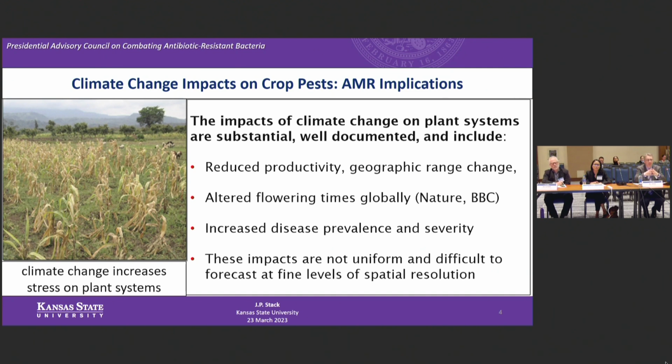Altered flowering times has been reported around the planet in nature, with earlier flowering by 10 to 14 days in some areas. Again, this is providing the opportunity for a temporal separation of plants from their pollinators. We're anticipating, and might actually be starting to see, increased disease prevalence and severity in some of these areas, and the impacts are not uniform. It's not very even isobars with the latitudes. It's more of a mosaic of the impacts. Next slide, please.